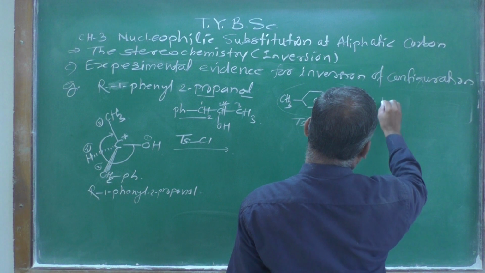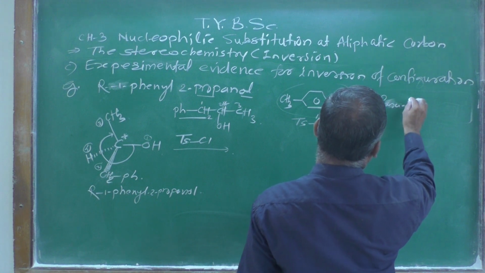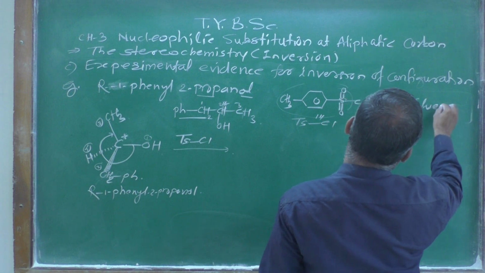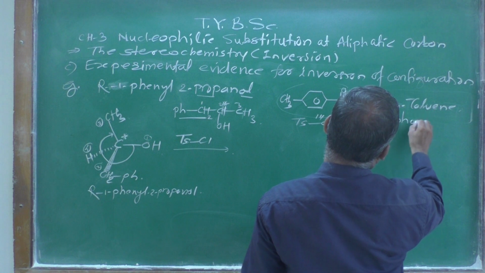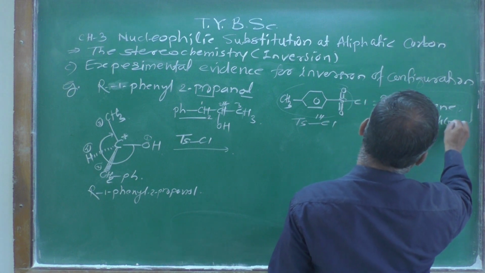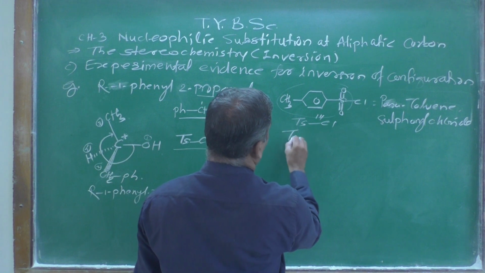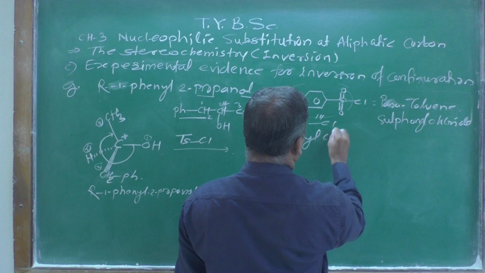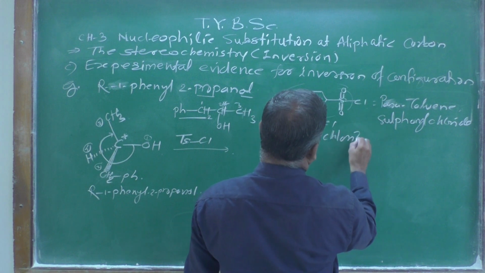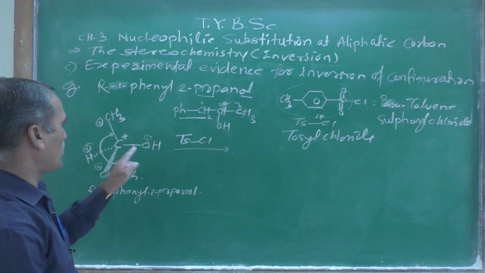The name of this compound is para-toluenesulfonyl chloride, or this is known as tosyl chloride. So here, what is going to happen?